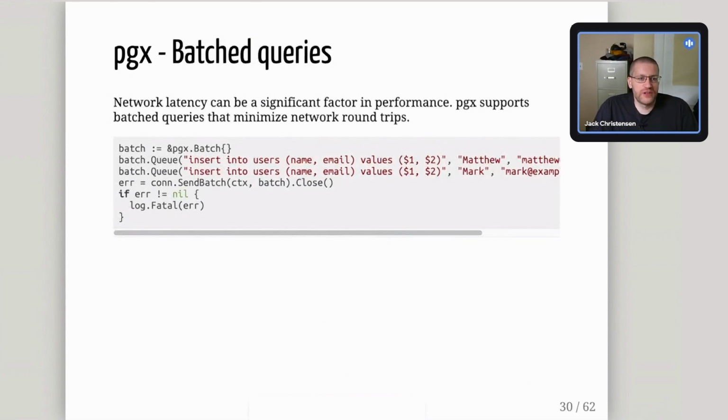Speaking of network latency, that can sometimes be the biggest factor in performance. So PGX supports a batch query interface. You queue up however many statements you want, you send it, and either they all fail or they all succeed. Obviously we could have just used a single insert statement with multiple rows here, but for the sake of example, we did it as 2 inserts.